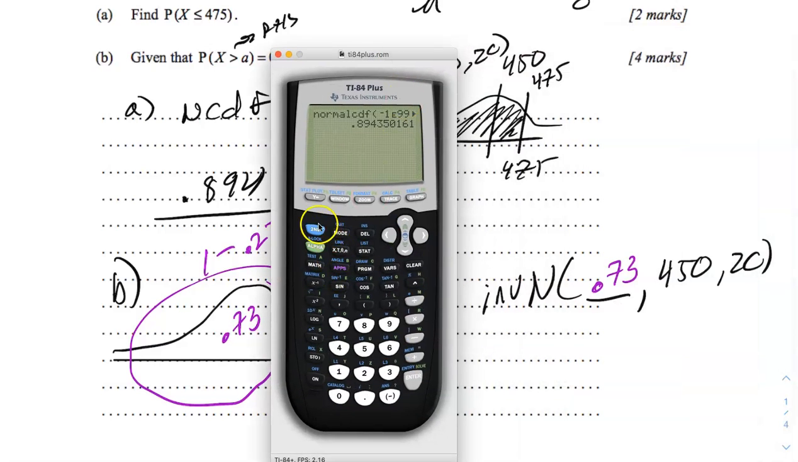So that's what I've got to plug in here, since I have a normal calculator. So we're going to go second distribution, invert normal, 0.73. Again, I have the mean and standard deviation, so I just use them, 450 and 20.